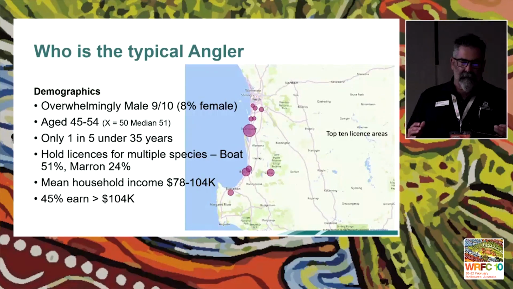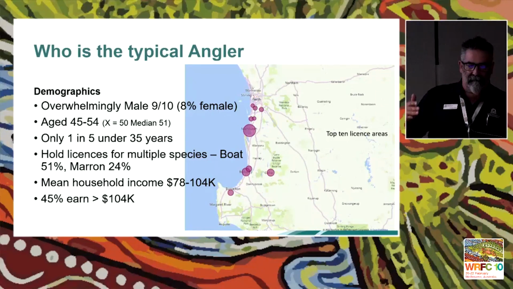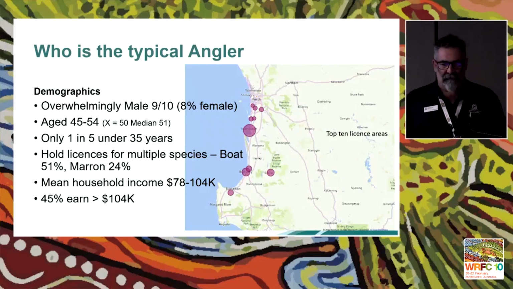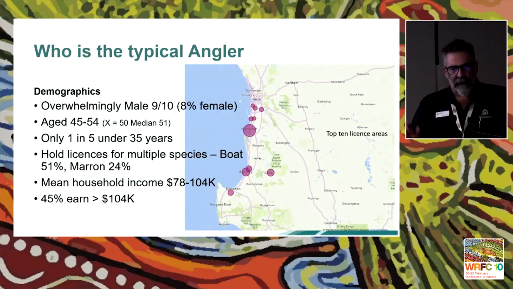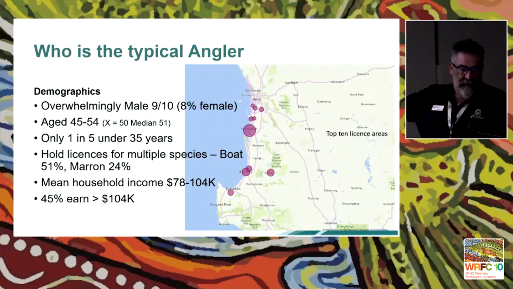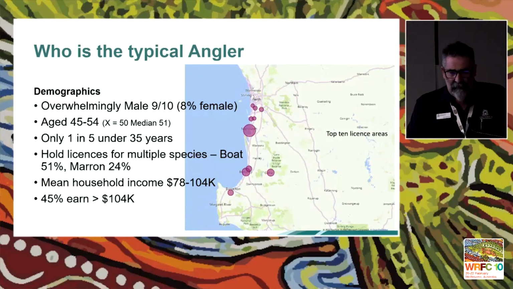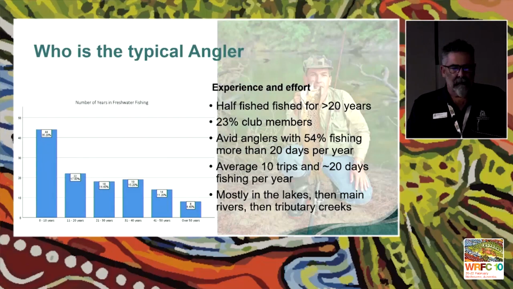So on the demographics front, look, they look a bit like me. White, predominantly male, they hold multiple licences, there's pretty high household income, and about half of them earn more than 100 grand. So we're talking typically pretty cashed up blokes. And the 8% female participation is certainly something that we can work upon. So you can see in the graph there the top 10 licensed hotspots. So that's pretty consistent with where we also put the fish and where our anglers come from.